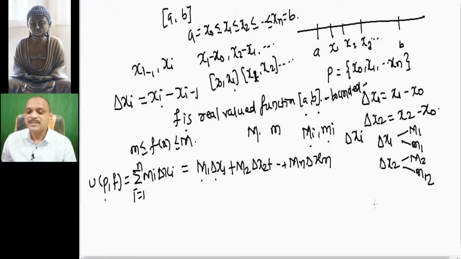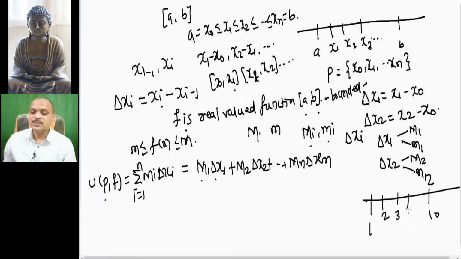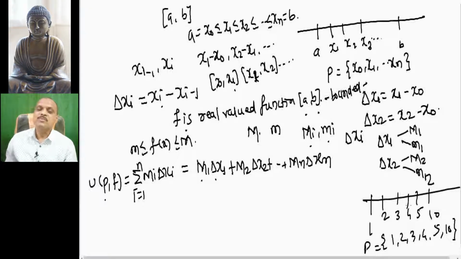Now friends, you can see that if we take a particular example, suppose we take the closed interval 1 to 10, then one can take the points 1, 2, 3, 4, 5 and 10. This is my partition. So this is one of the partitions. Someone else takes 1.1, 1.2, 1.6. This is another partition. So there may be more than one partition of the closed interval.